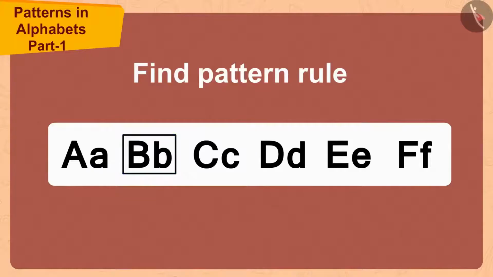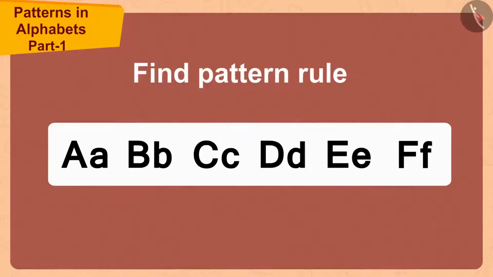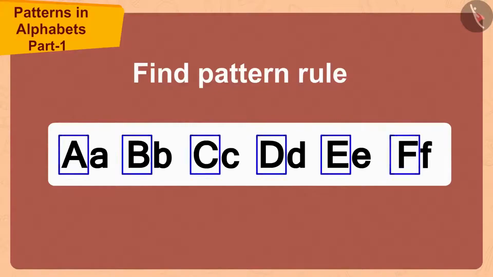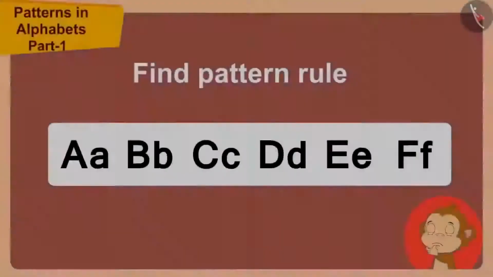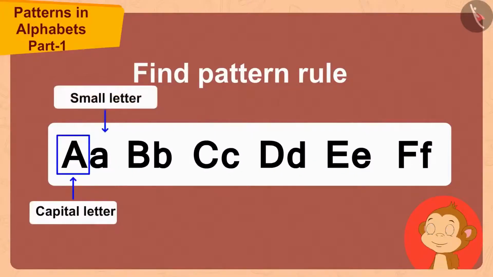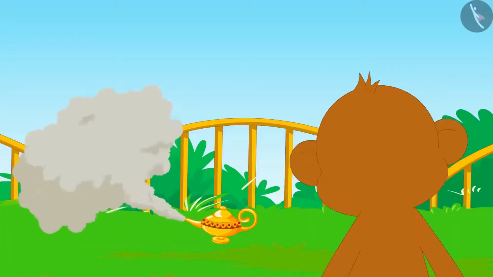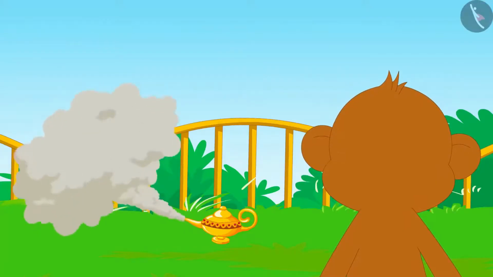The same rule is then repeated for the next letter B. In this way, this pattern has been made by writing capital letters of every letter and then small letters. Babban also discovered the rule of the pattern made from the alphabet. Your answer is absolutely correct.